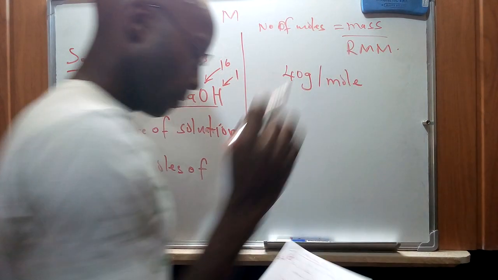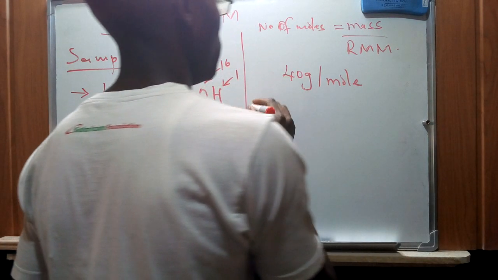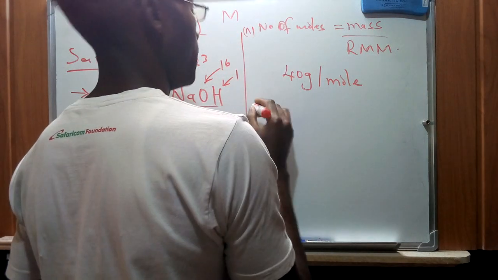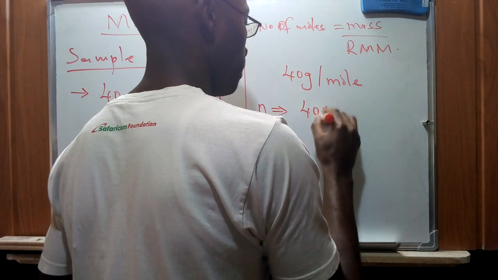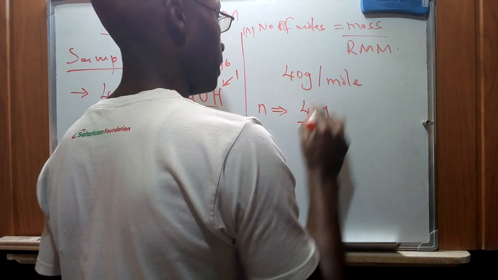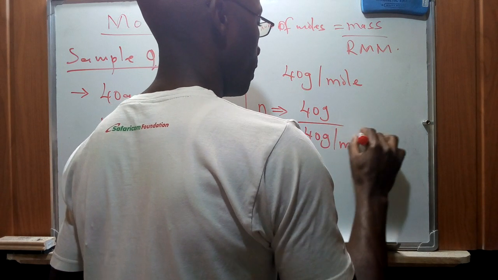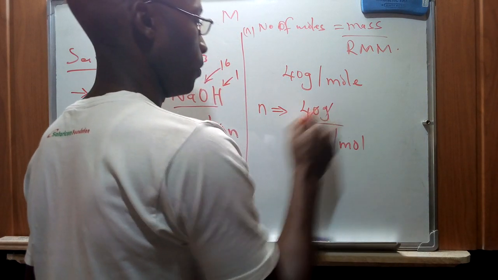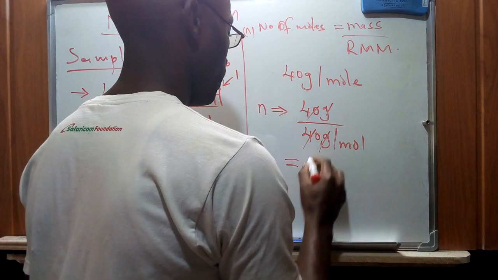So this is 1 gram, 1 mole forms 40 grams. And we have been told that the solution has been prepared by dissolving 40 grams. So for us to find the number of moles, let's call it n. n therefore implies this mass which has been dissolved, 40 grams, over the relative molecular mass, which is 40 grams per mole. So therefore, we'll find that this is 1 mole.